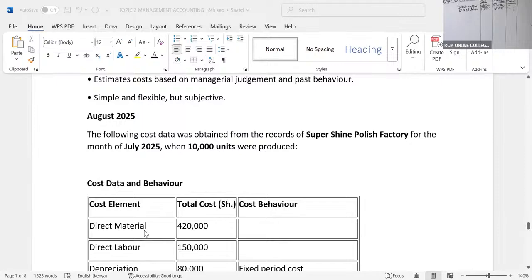And then we have depreciation. What have they told me about depreciation? The total is 80,000, and they have told me it's a fixed period cost. It's fixed cost. You were lucky, because if I was the examiner, I can't even guide you whether it's fixed or variable. We know that in management accounting, depreciation is normally done using the straight line method. With the straight line method, we get depreciation which remains constant. Unless you're told otherwise, depreciation shall always be fixed.